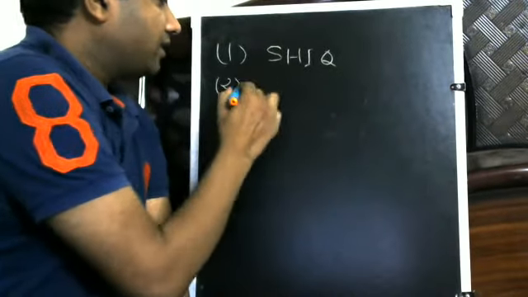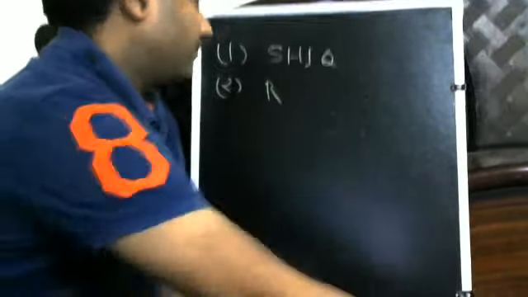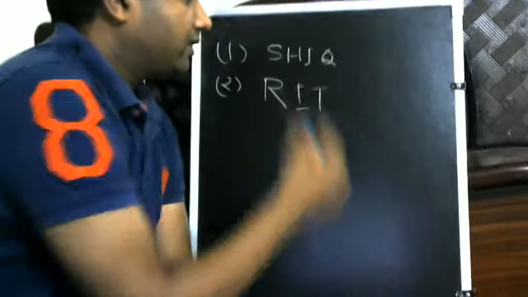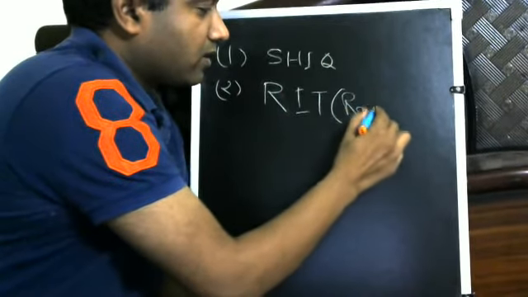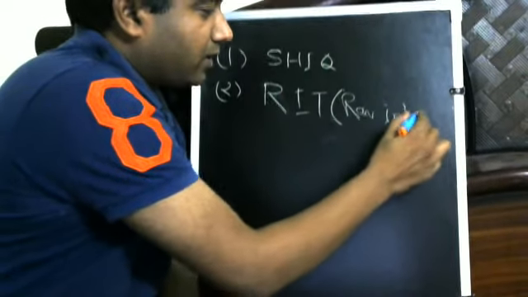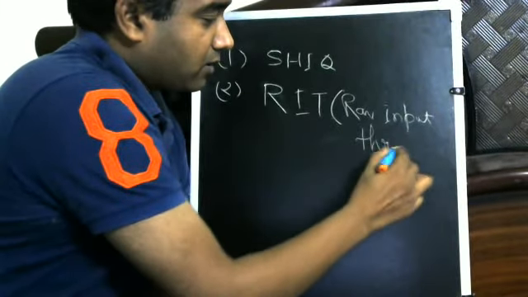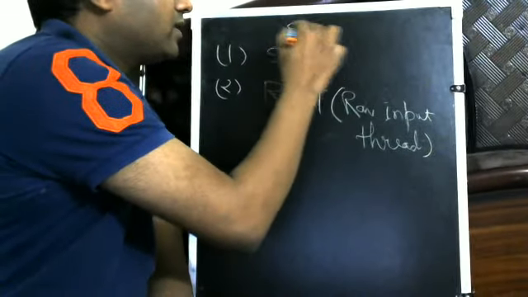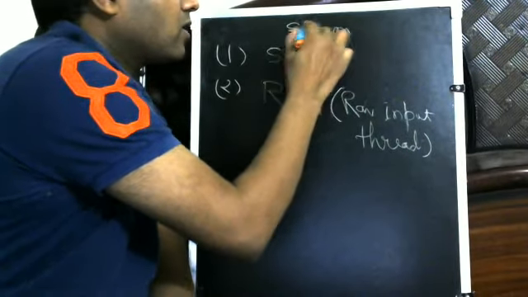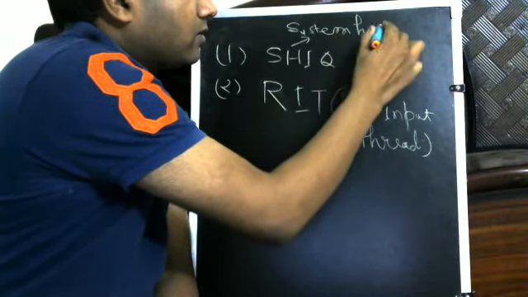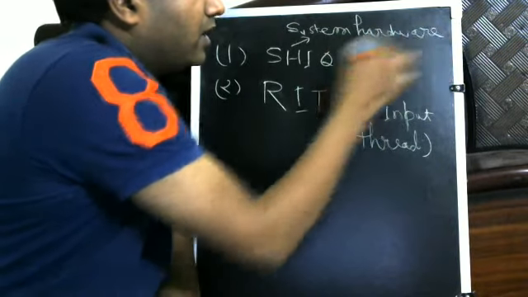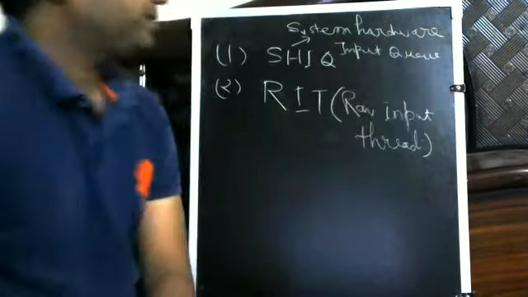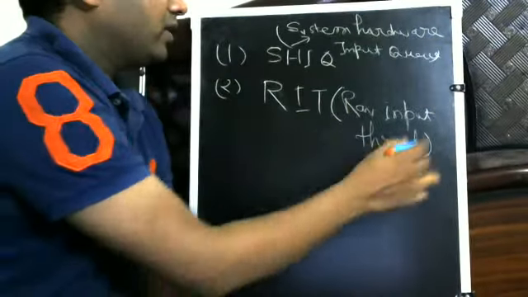The second thing is RIT, which is known as the raw input thread. So the system hardware input queue is one, and the raw input thread is the other.